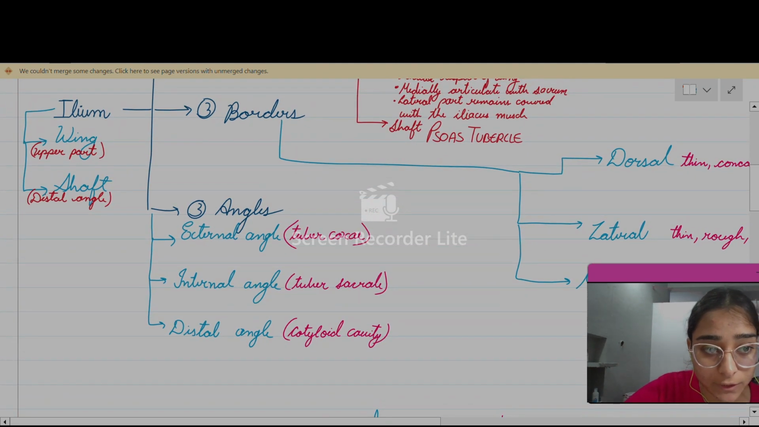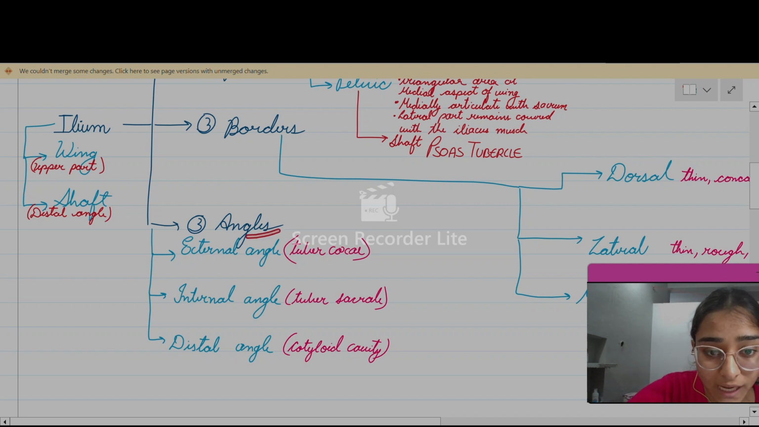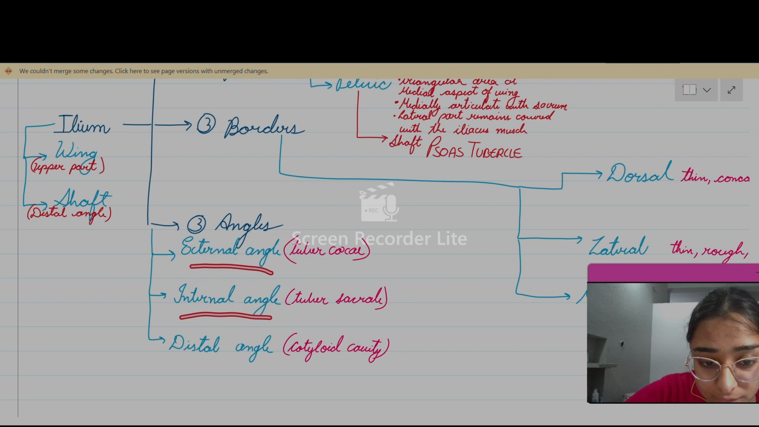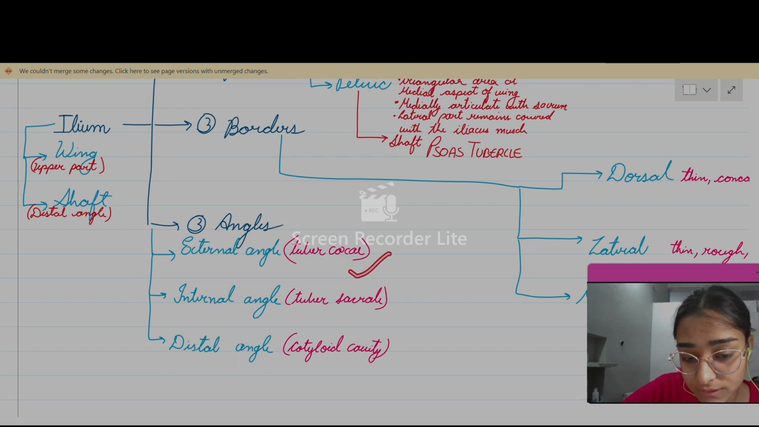Last part of ilium is 3 angles. It has got 3 angles: external angle, internal angle, distal angle. External angle is called tuber coccyx. Internal angle is called tuber sacral and distal angle is called cotyloid cavity.